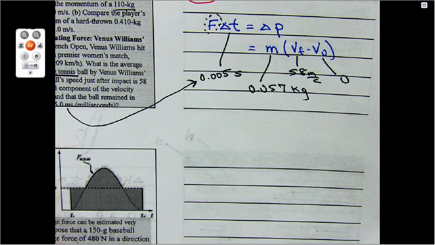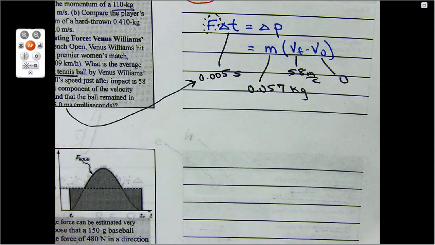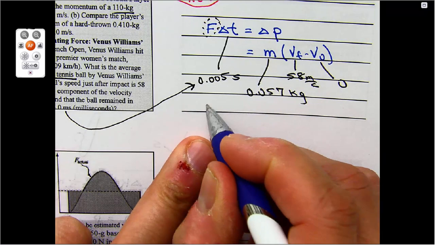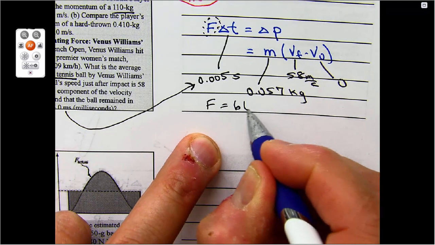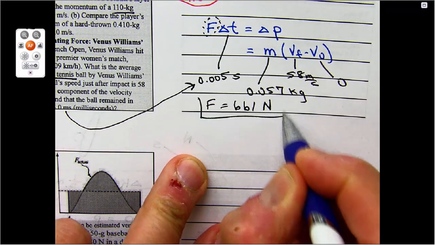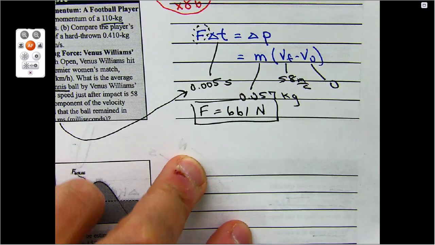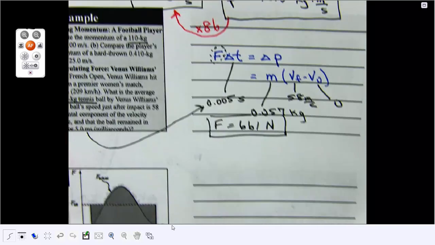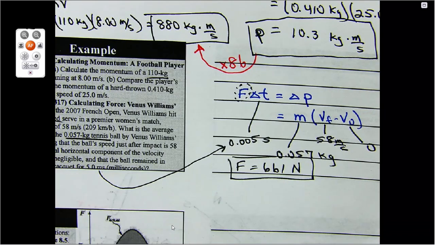What's the average force? So the force would come out to be what? Divided by .005. 661? We get 661, don't we? All right. I will stop there. I'll get a take-home quiz out to you in the next hour, I think.